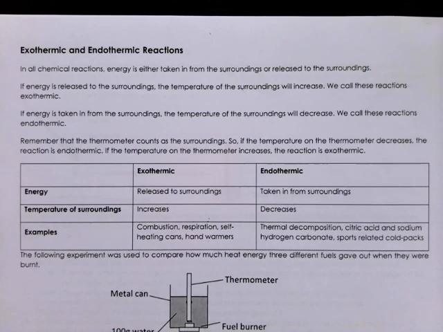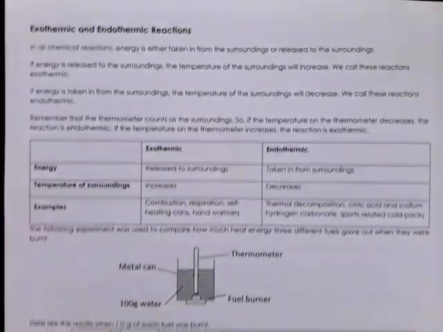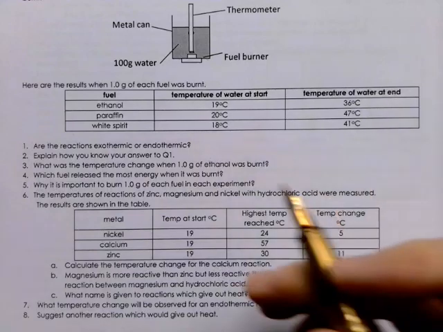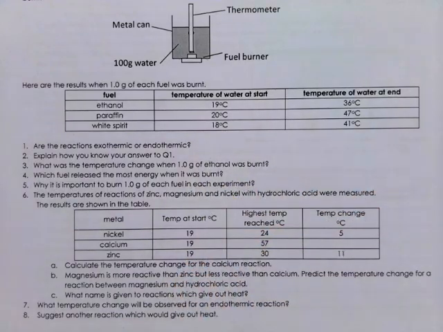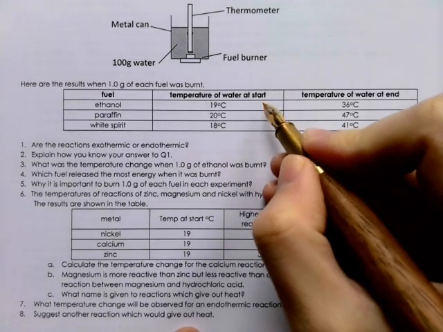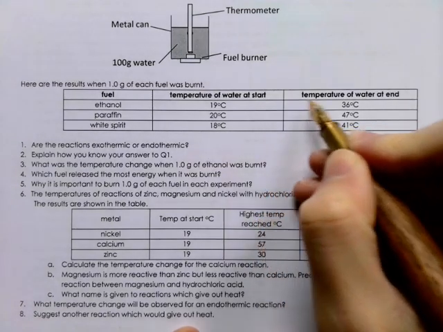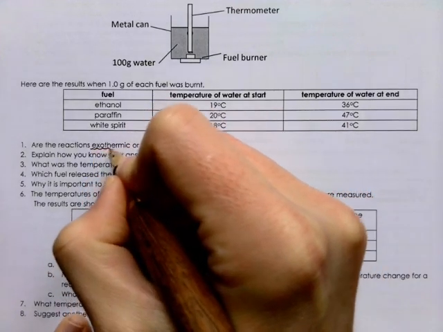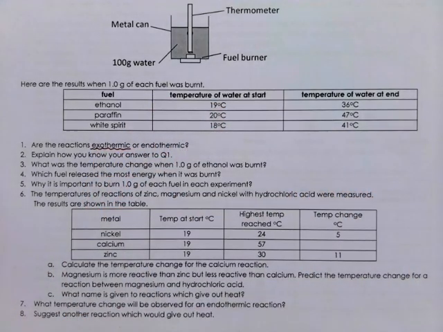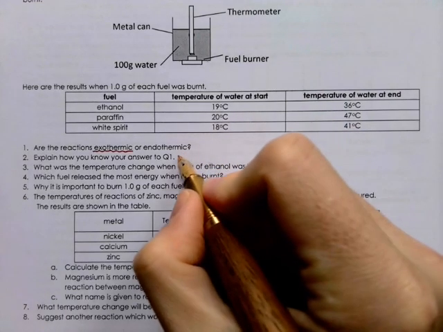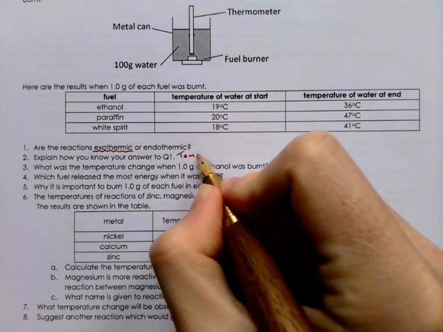Okay, so these are the answers from the exothermic and endothermic reactions question sheet that you had last week. So we'll start down here at question number 1. Are the reactions exothermic or endothermic? Well, you can see that for every reaction, the temperature goes up from the start to the end. So we know that they are exothermic reactions. Explain how you know the answer to question 1. Well, because they all have temperature increases.